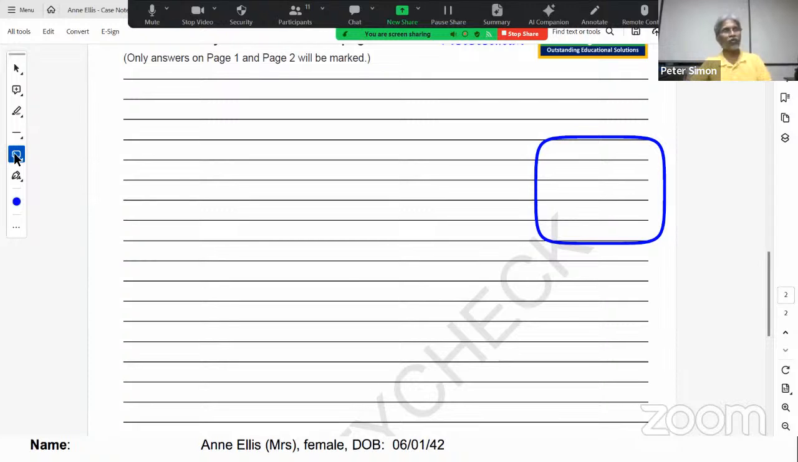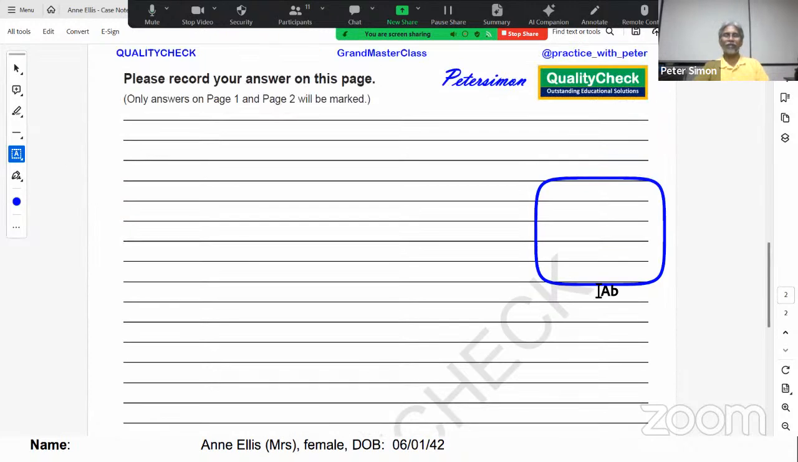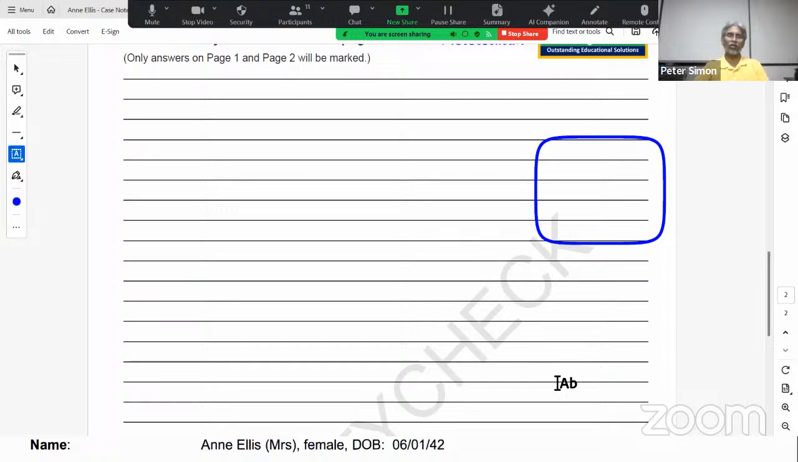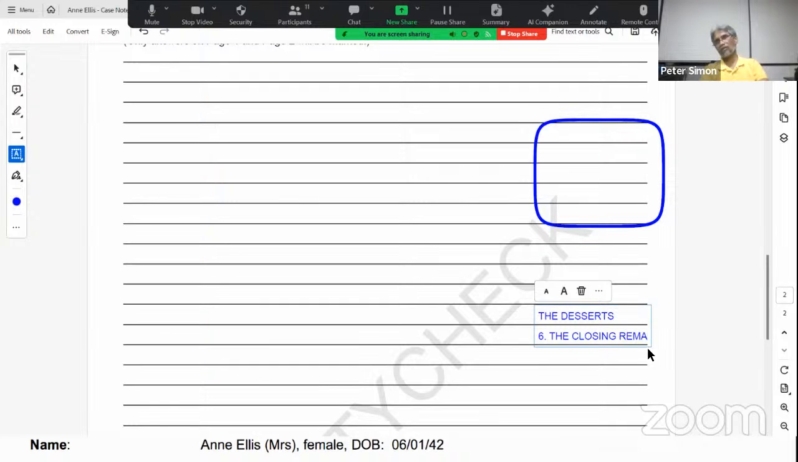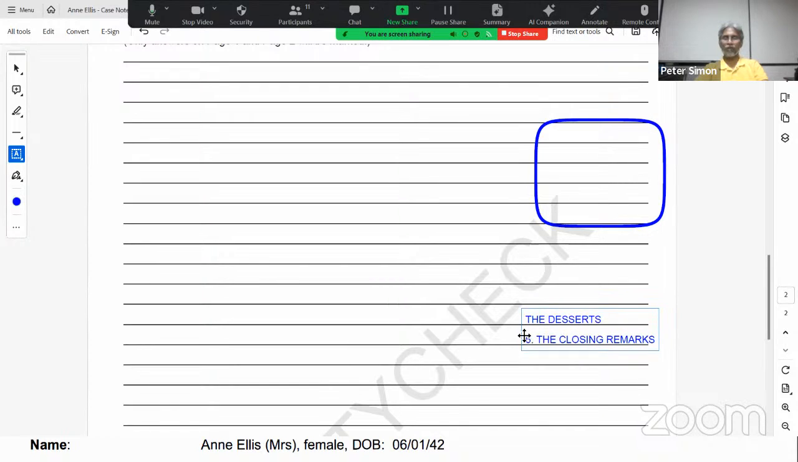Now we are going to the desserts. What are the desserts? Desserts are the last two points. So let us take the desserts. Number one, we can take it as 1, 2, 3, 4, body 5. So the sixth one is the closing remarks. Yours sincerely, yours faithfully, like that we'll write. That is the closing remarks.